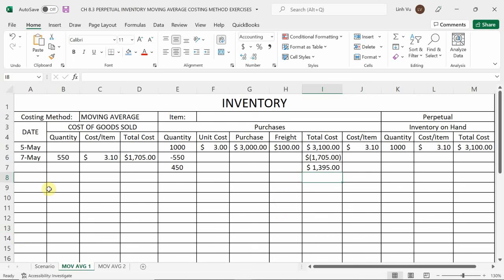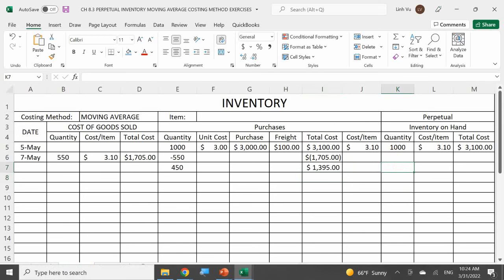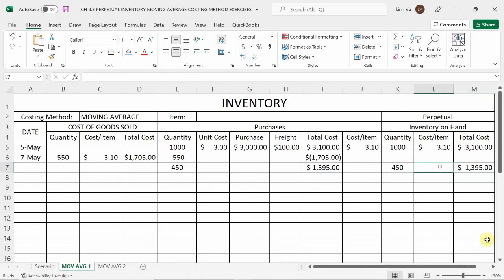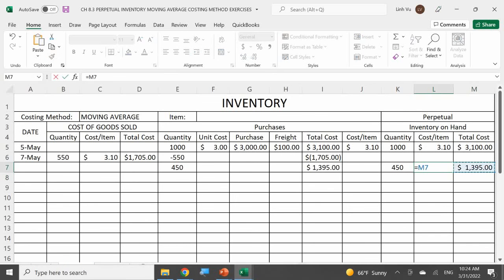Now this is what I'm going to do. Instead of calculating my average cost right here, I'm just going to go ahead and skip on over and plop this into my inventory on hand. Right now I have 450 units, and right now it's costing me a grand total of $13.95. So this is where I'm going to go ahead and solve for my average cost per item. So in this case, $13.95 divided by 450 should still give me $3.10.